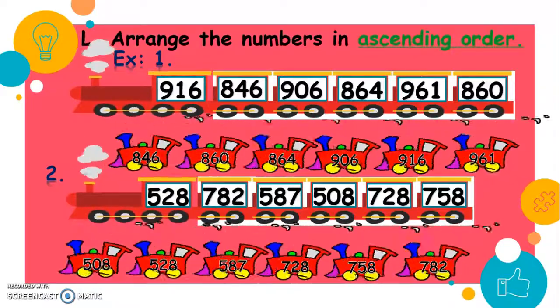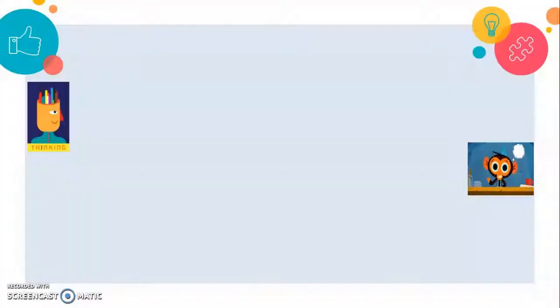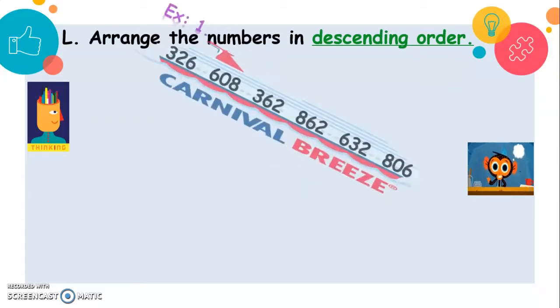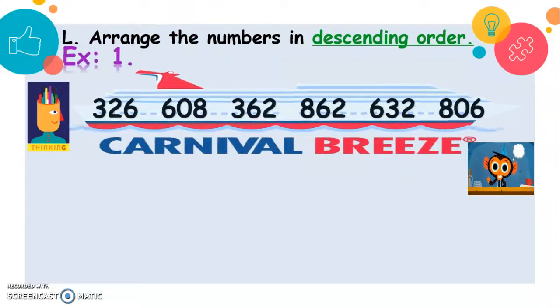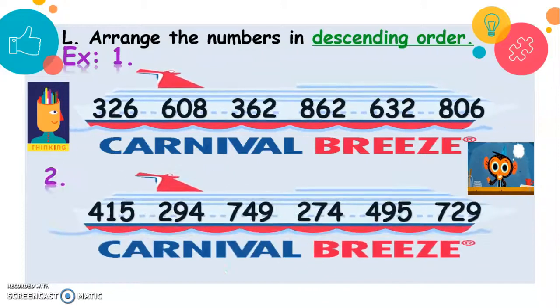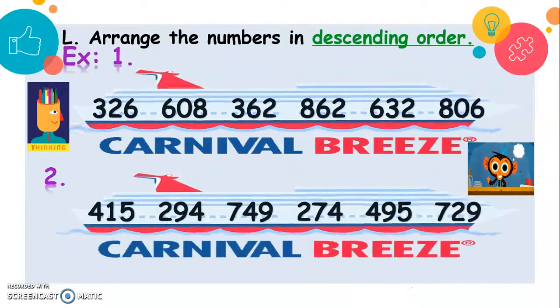Let's go to the next practice. For this one, we're still doing letter L. You have to arrange the numbers, this time in descending order. Now, I hope you remember what descending order means. So think of your answer for number 1, and then also answer number 2. Try to think of your answer.